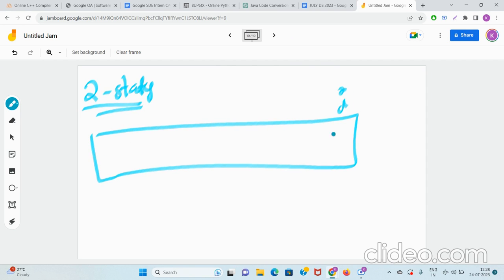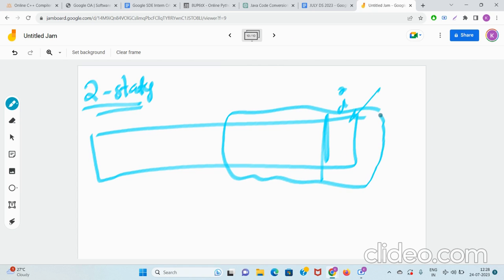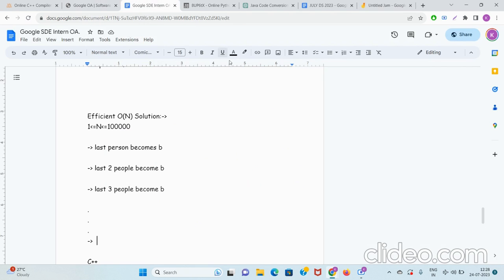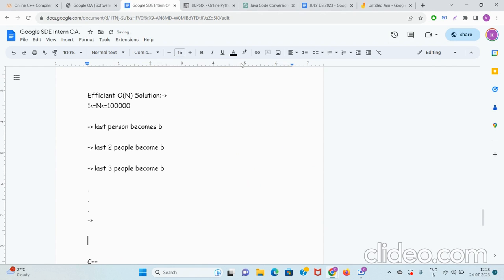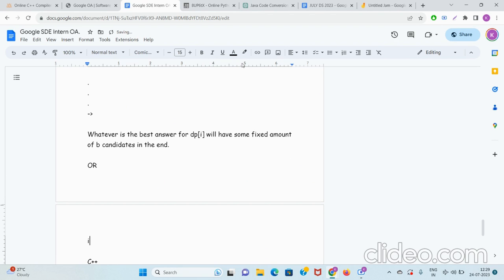Whenever you want to know the best answer of dp of I, this is my observation: whatever is the best answer for dp of I will have some fixed amount of B candidates in the end, or it will have an A candidate at the end.